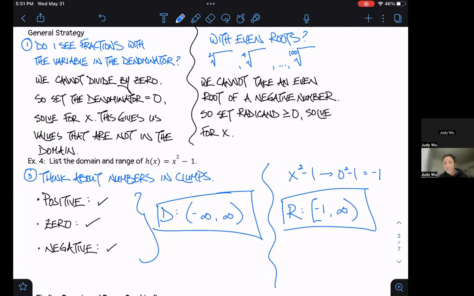Okay, but this is it for part one. When we come back for part two, we're going to take a look at how we might find domain and range more simply from a graph. All right, so I'll see you folks back here in just a little bit.